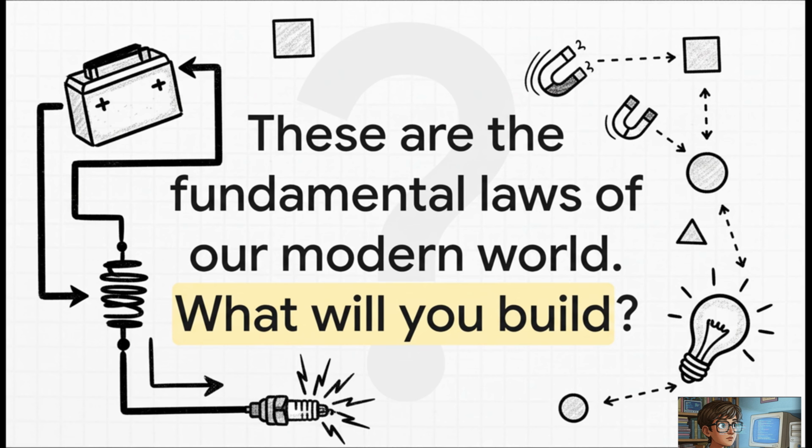The inductor completely freaks out. It tries desperately to keep that current flowing, so it dumps all of its stored magnetic energy at once in a massive, massive burst. And that creates a voltage spike of thousands of volts, more than enough for a spark. It's such a clever, elegant solution. So you see, these aren't just abstract rules in a textbook. They are the fundamental laws of our modern world. The only question left is, what will you build with them?